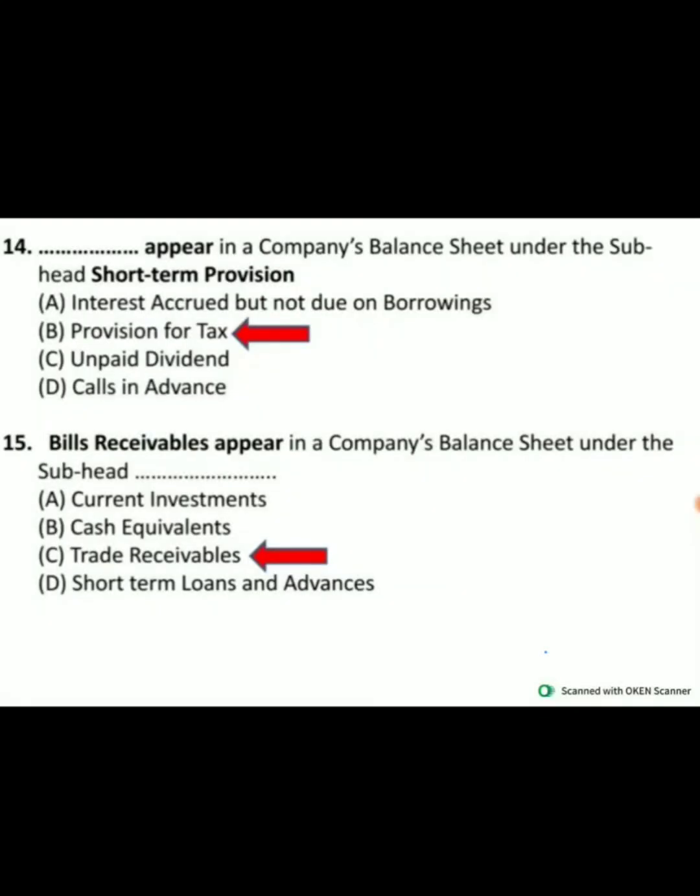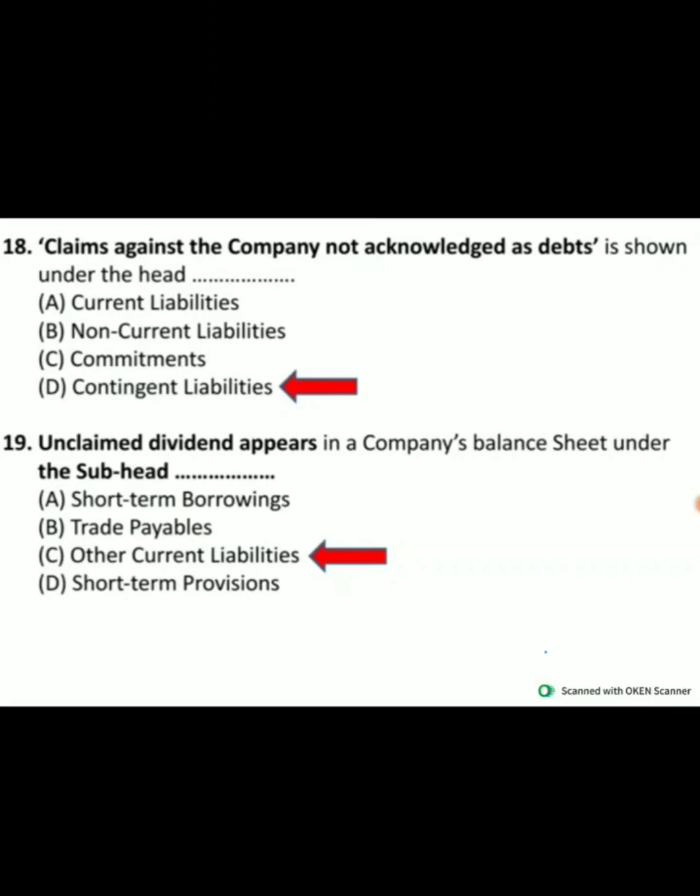The next one. While we are preparing the balance sheet, one more liability arises. That one is a contingent liability, which is not reflected in the balance sheet. For that reason, it appears outside of the balance sheet. An example of contingent liability is claims against the company not acknowledged as debts. The question is like that. Claims against the company not acknowledged as debts is shown under the head of contingent liabilities.